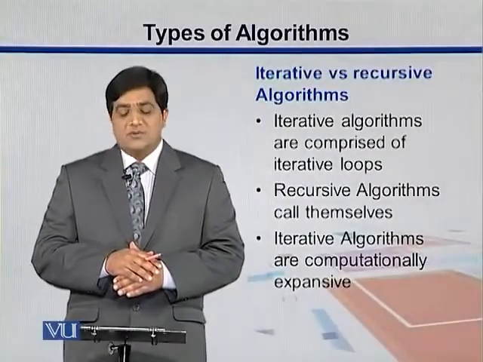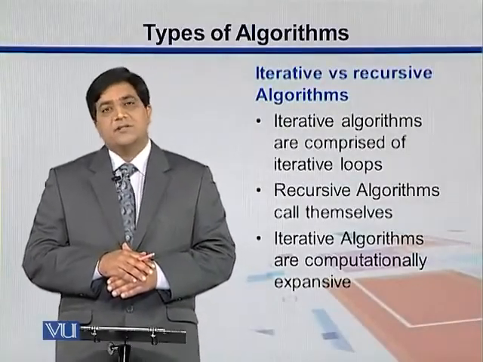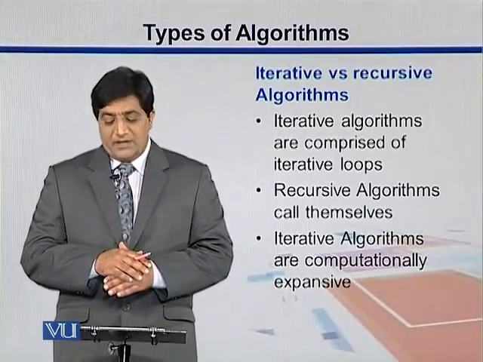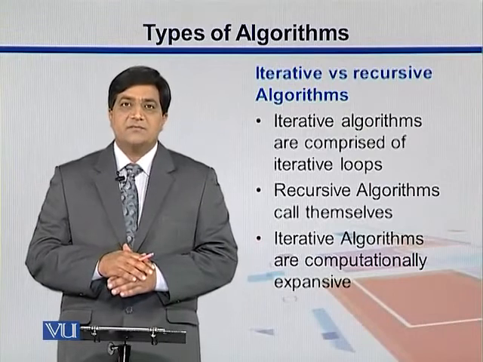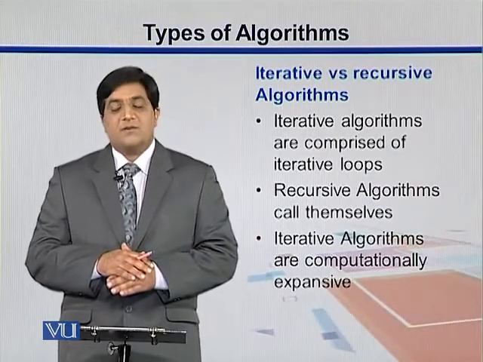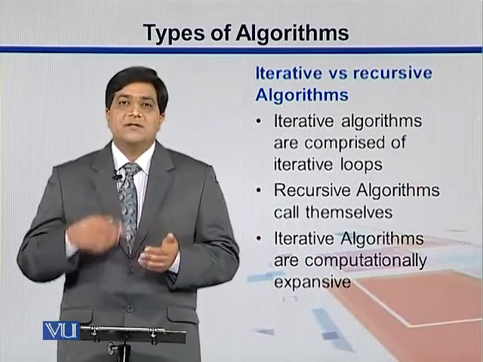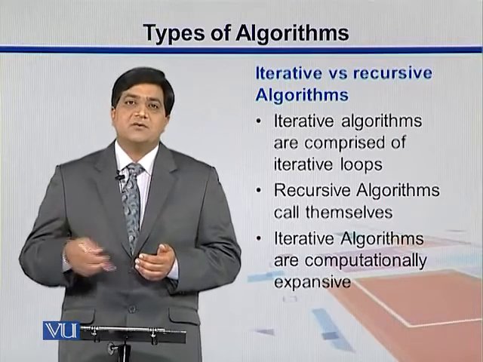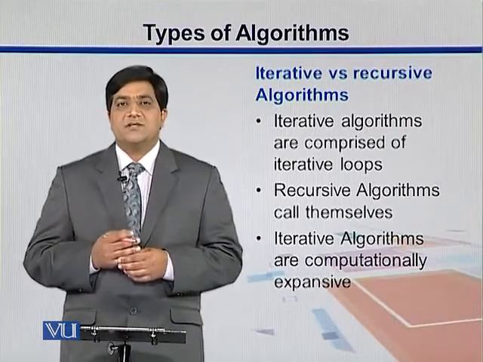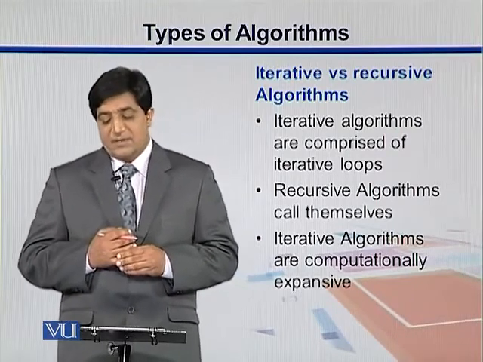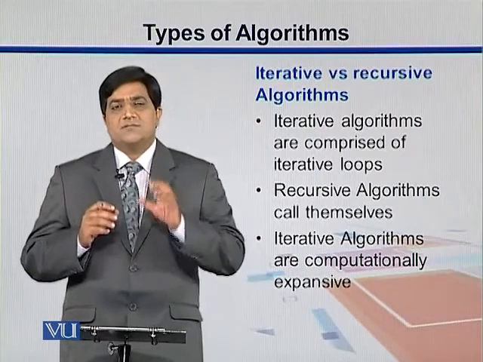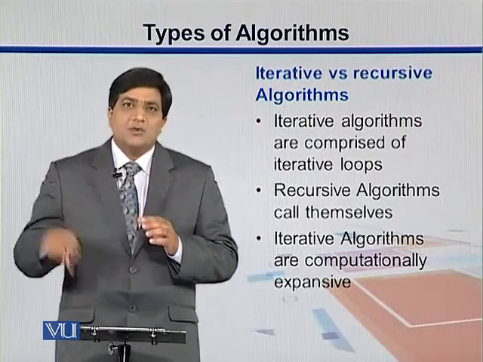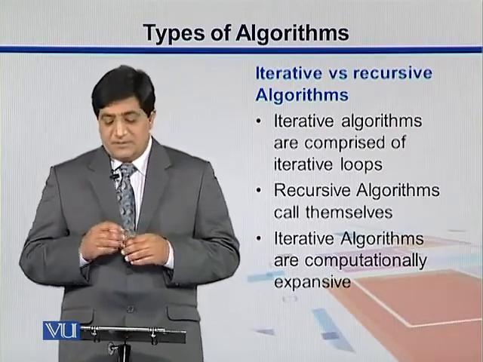Okay, let's look into what the different types of algorithm are. Algorithms can be either iterative or recursive. We can say an iterative algorithm is one that is comprised of loops, so there is repetition everywhere. In a recursive algorithm, the algorithm is a small piece of code, but that code repeats on itself. So that is the difference.